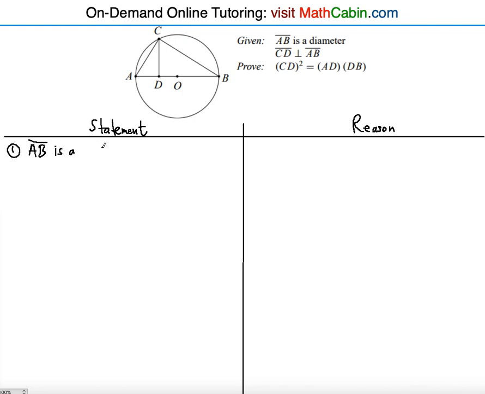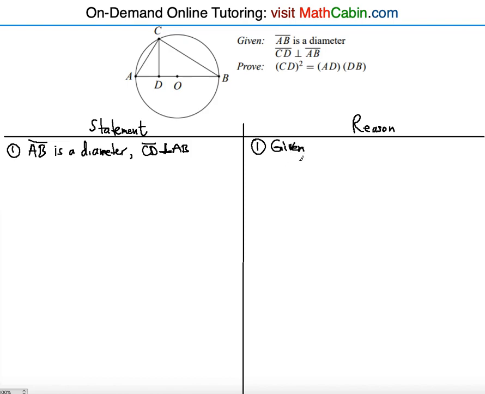AB is a diameter, and then CD is perpendicular to AB. Okay, so this is given.